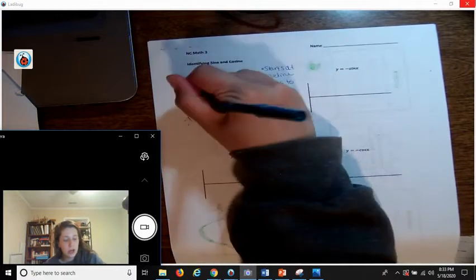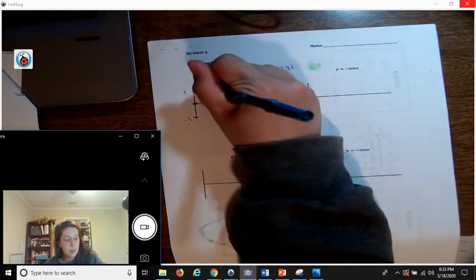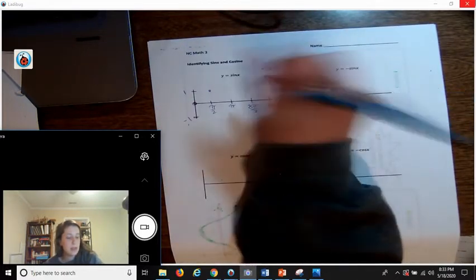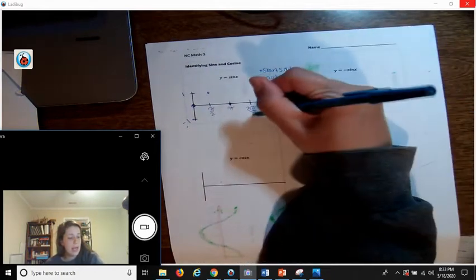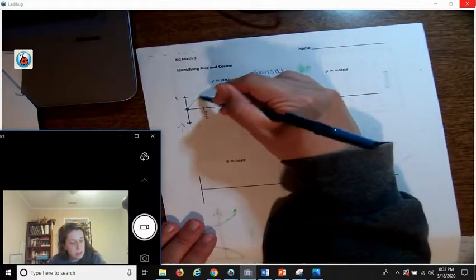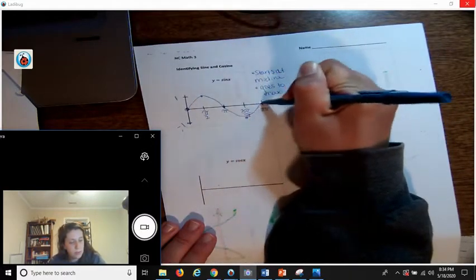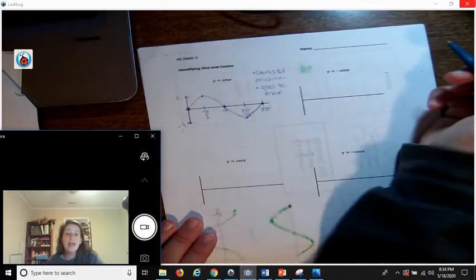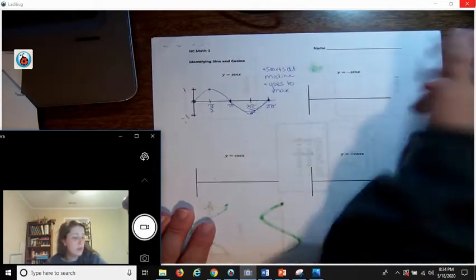So it's going to start at our midline, and then at the next point, it goes to a max, goes back down to our midline again, hits our min, and then ends back at our midline. So it's going to pass through like this.